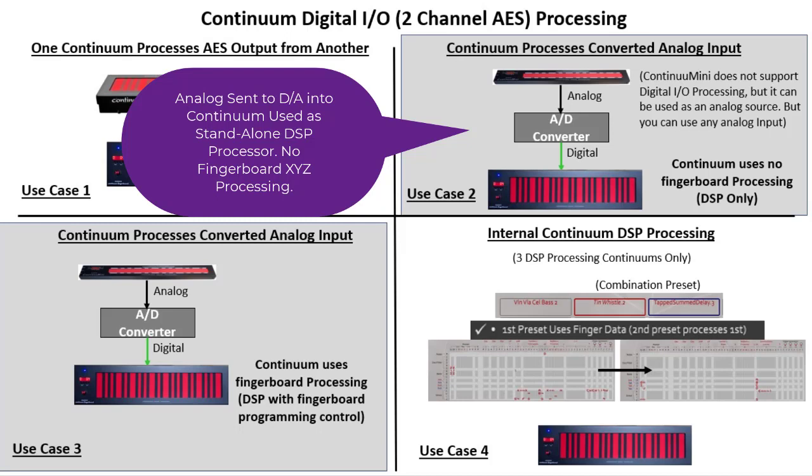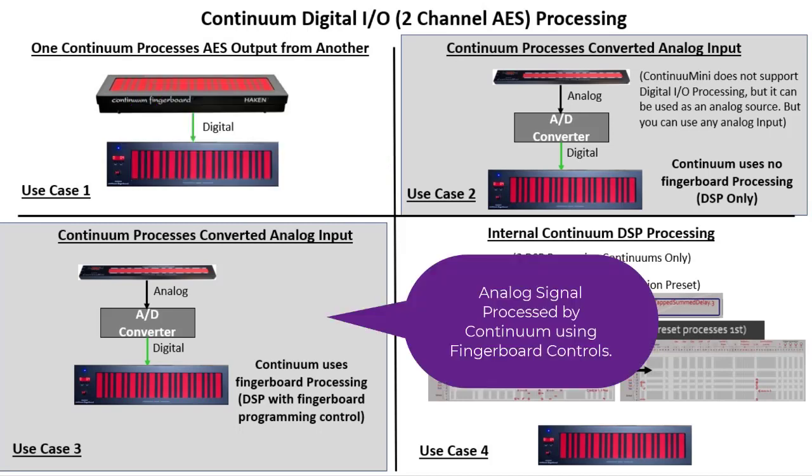source. Now, once you get it into the Continuum, you can either manipulate it so that you have no fingerboard processing used, basically use that Continuum as a DSP processor only, or you have the other option of using that DSP input along with the fingerboard inputs to do a lot of different things. We'll talk about these 2 in this video.